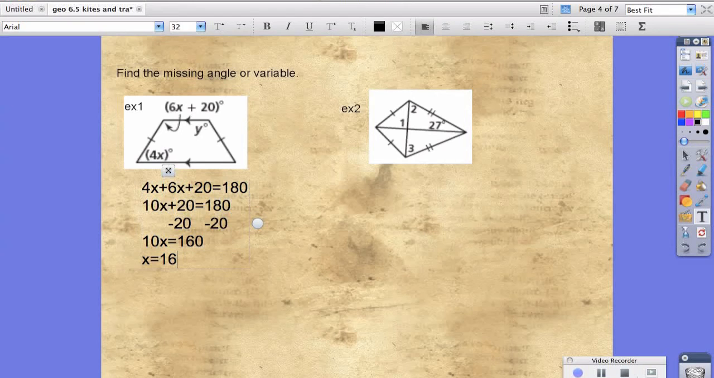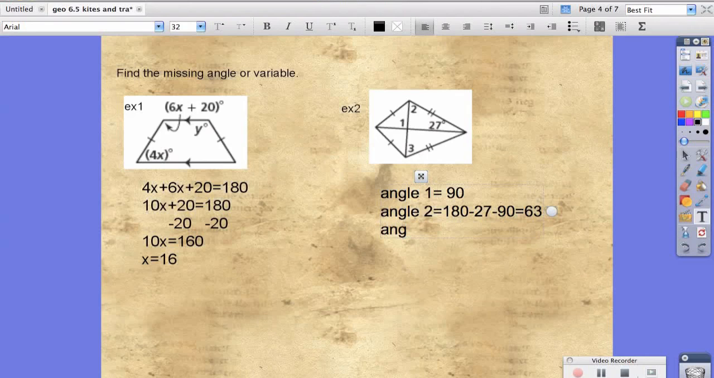For example 2, we have a kite. And in the kite, we know that angle 1 is a 90-degree angle because the diagonals are perpendicular. That means the unnamed angle to the right of angle 1 is also 90. And in the top right triangle, we now have a right triangle whose sum is 180. So we know angle 2 equals 180 minus 27 minus 90, which means that angle 2 is equal to 63 degrees.